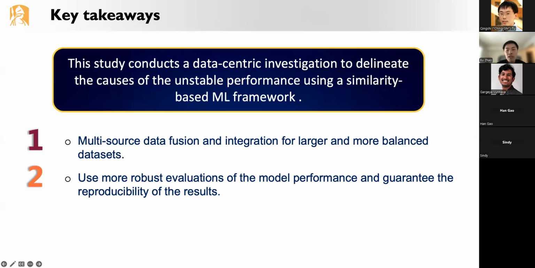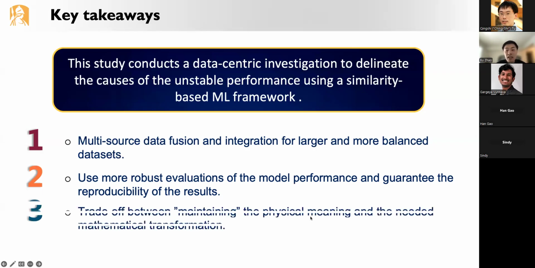Moreover, when handling datasets like the UPR dataset, it is crucial to balance maintaining the physical meaning of the data with the application of necessary mathematical transformations. For example, for most machine learning applications, normalization is a necessary step. However, considering the special characteristics of the UPR dataset, we cannot simply treat the datasets from a purely mathematical perspective. Sometimes using the data in its original format with clear physical meaning may provide additional insights.